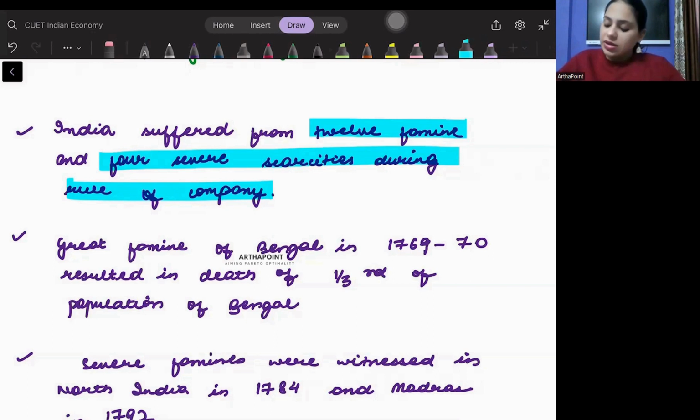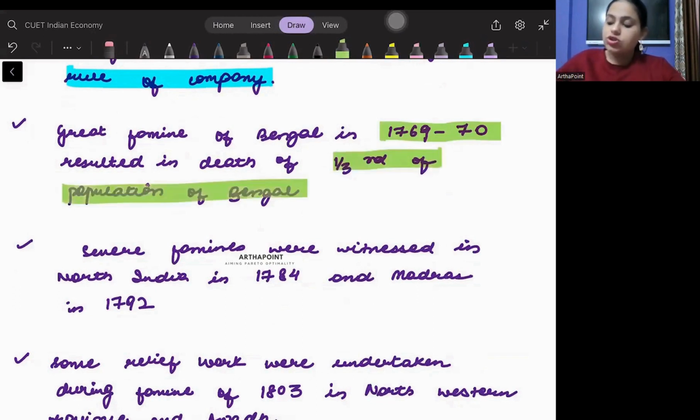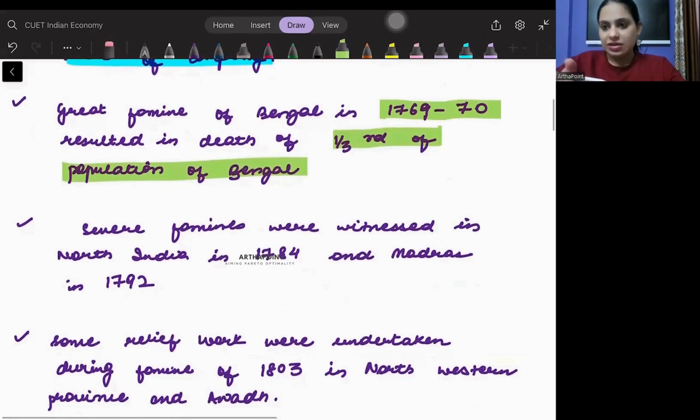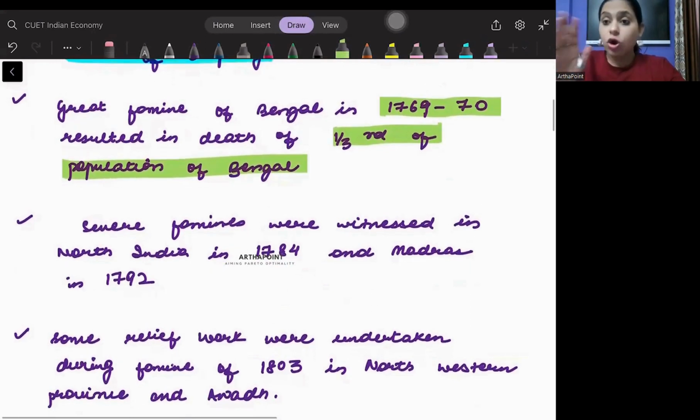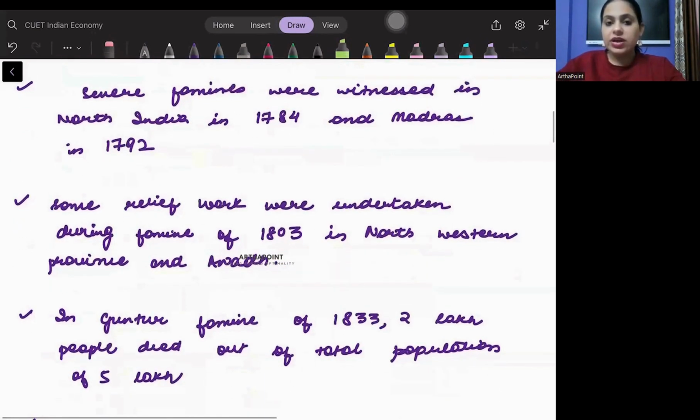So अब हम बात कर रहे हैं Great Famine of Bengal that came in 1969-70, and it is believed that it caused 1/3 of the population of Bengal to die. 1/3 of the population died. बहुत बड़ी बात है. Now there have been severe famines that have been witnessed in North India in 1784 and in Madras in 1792.